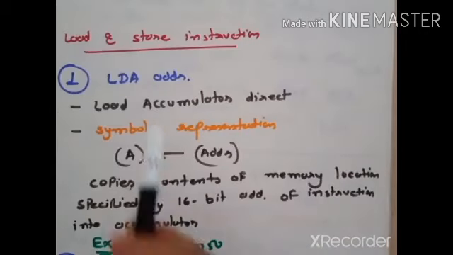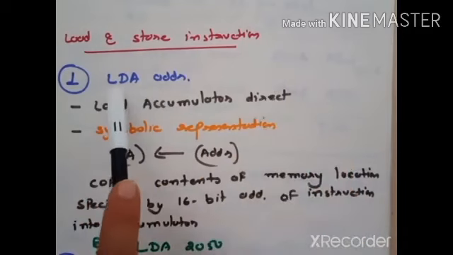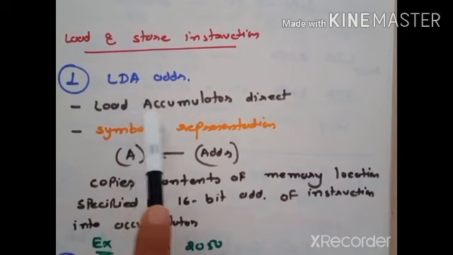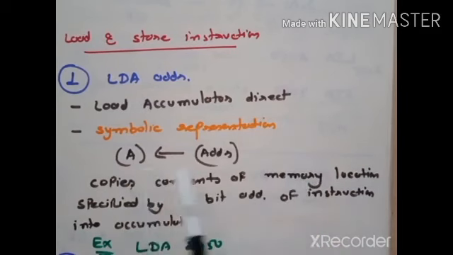Now start second part, load and store instruction. Okay, so for load, LDA address, this instruction is used for load accumulator direct, that means content of direct address is transferred to accumulator. Symbolic representation, content of this address is transferred to accumulator. So it copies content of memory location specified by 16-bit address of this instruction into accumulator.